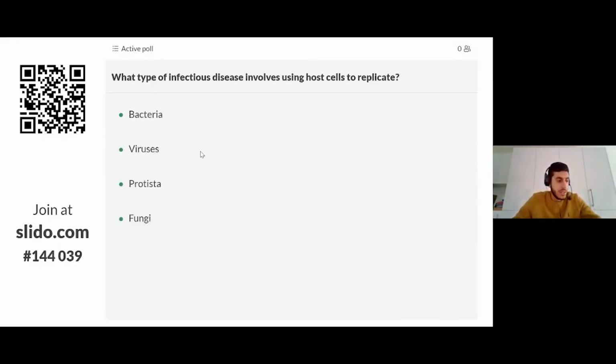Quick question, just to test your knowledge. Which of these types of infections involves using host cells to replicate? So which one involves host cells? Just a little quick test of knowledge. See how well you've been listening.